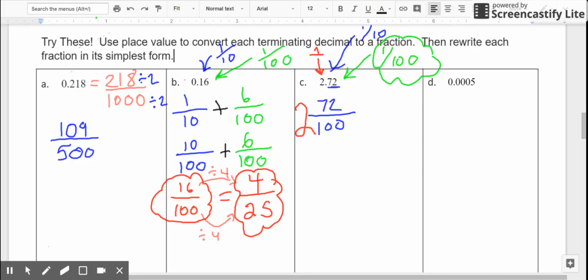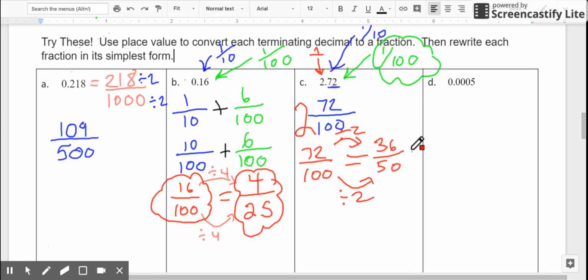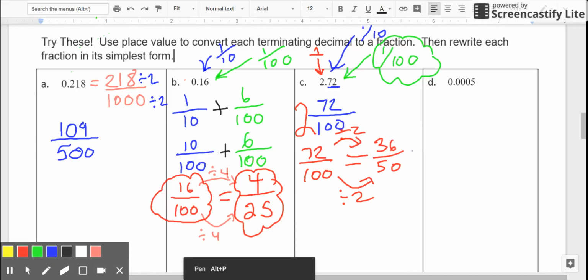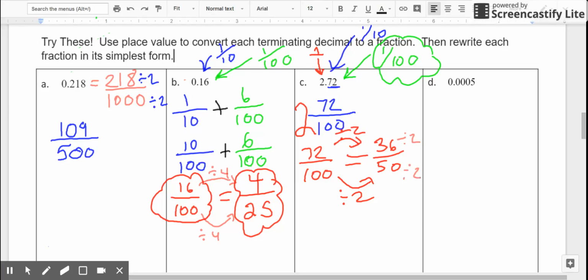If I take 72 divided by 2, I'll get 36. And if I take 100 divided by 2, I'll get 50. So I know that instead of 72 hundredths, I could get 36 fiftieths. But hey, 36 and 50, those guys are both even. So I'm not done. I need to divide each of those by 2 as well. So 36 divided by 2 gives me 18, and 50 divided by 2 gives me 25.